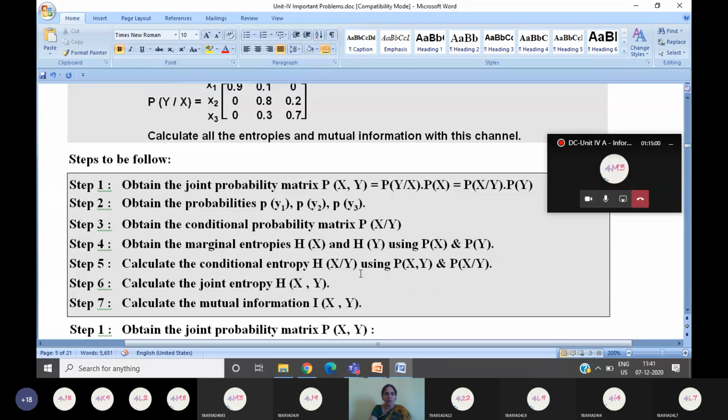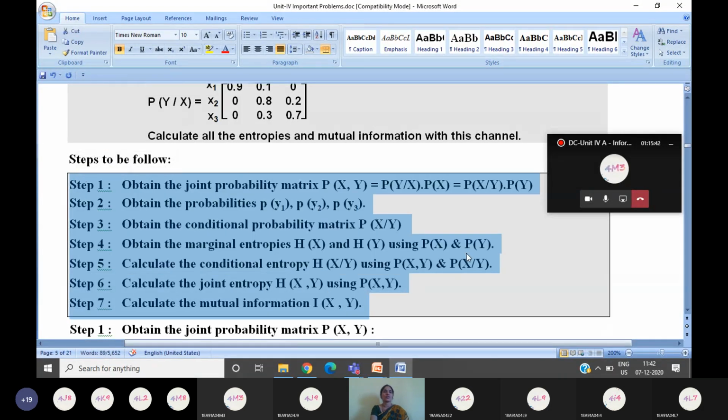Next, calculate the joint entropy; using only the joint probability is sufficient. So we just put the joint probability here. Next, calculate the mutual information, because h of x, h of y and h of xy are calculated. Using that you can calculate mutual information I of xy, because there are three relations. I of xy can be defined as either h of x plus h of y minus h of xy, or h of x minus h of x by y, or h of y minus h of y by x. Okay, you can use any relation to calculate the mutual information I of xy.